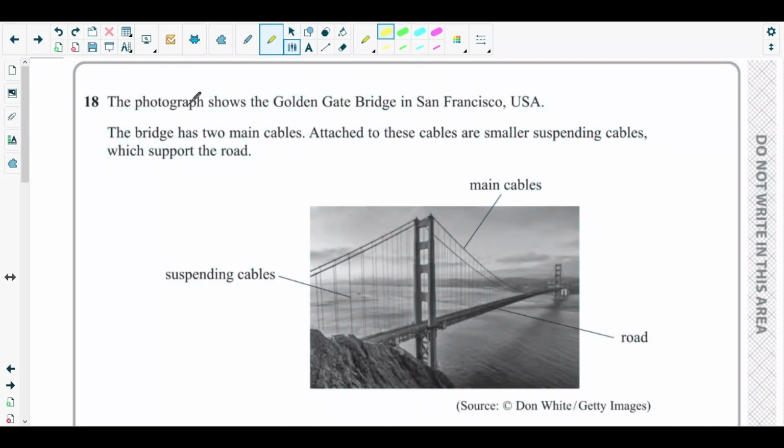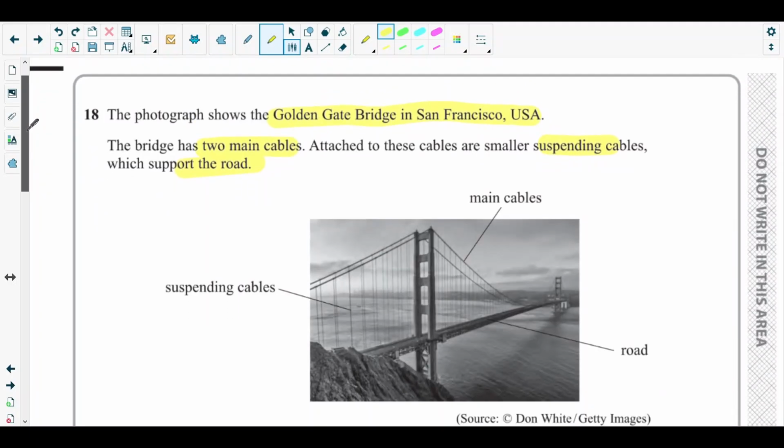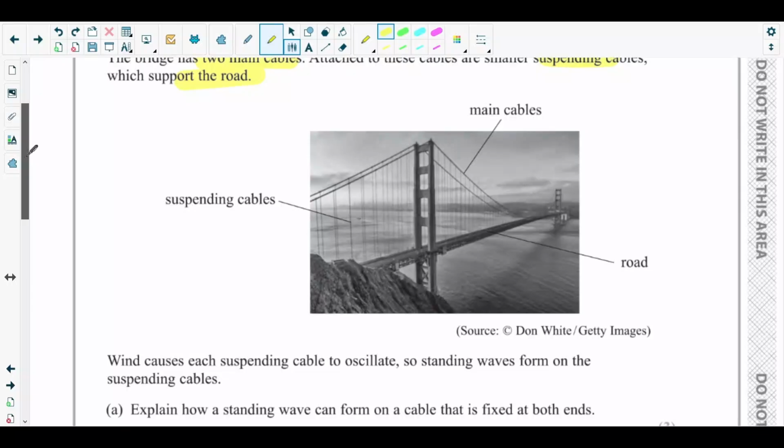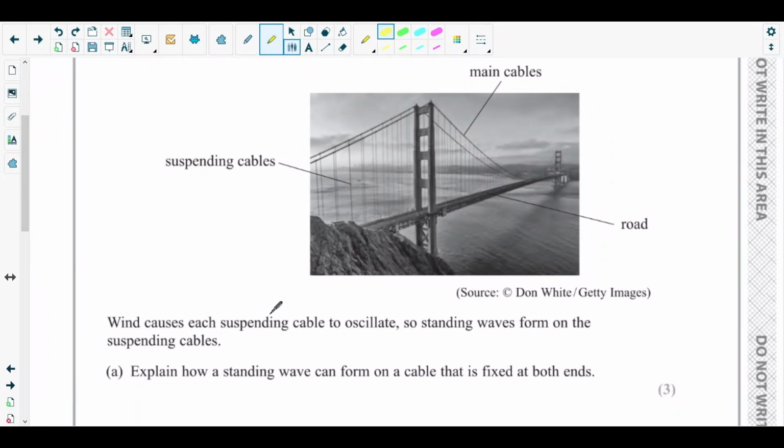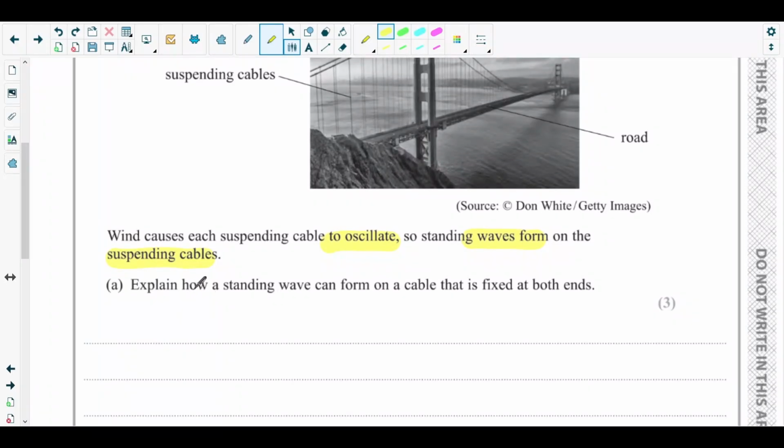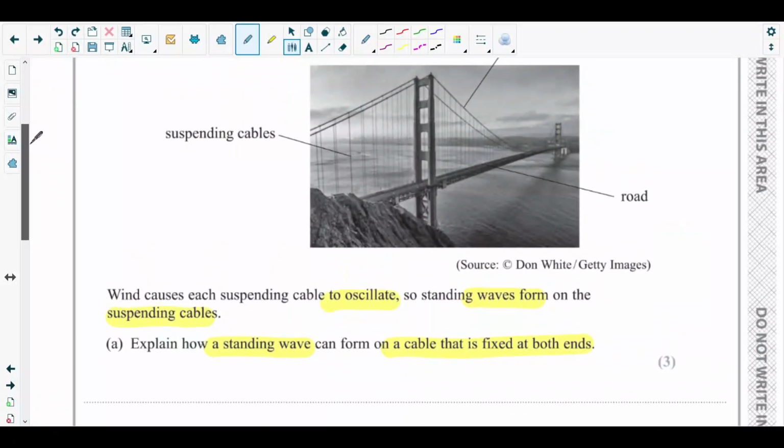So here it says the photograph shows the Golden Gate Bridge in San Francisco, USA. The bridge has two main cables. Attached to these cables are smaller suspending cables which support the road. So we can see in the figure the bridge. Wind causes each suspending cable to oscillate, so standing waves form on the suspending cables. Part A is asking to explain how a standing wave can form on a cable that is fixed at both ends. So we have to explain how a standing wave is formed within the suspending cables.